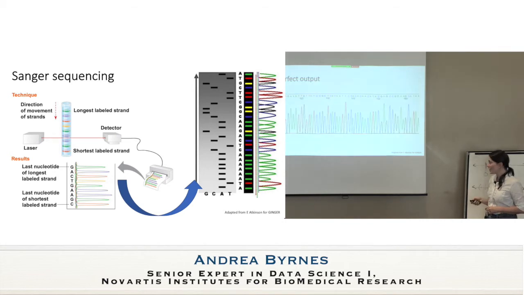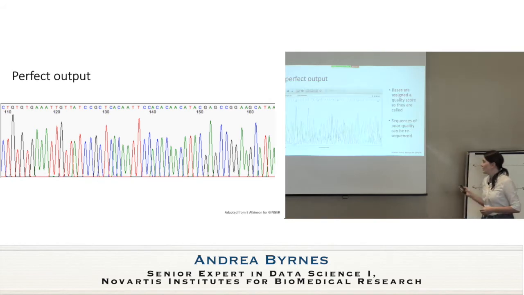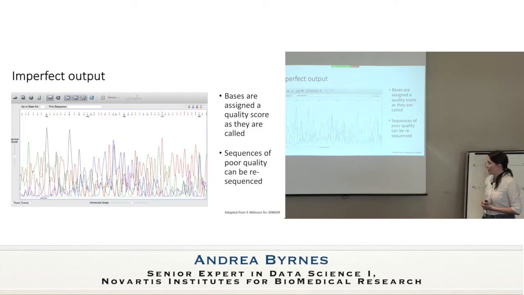So this all looks well and good. This is what a perfect Sanger sequencing output might look like. Also common is you might get an imperfect looking output. This is still real data. This still came from a real DNA sequence, but digesting this and figuring out which bases go in which order is certainly much more difficult here. So as you might imagine, the bases as they come off the sequencer are assigned a quality score, and sequences of poor quality get resequenced.